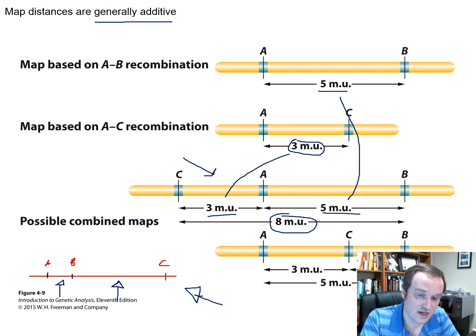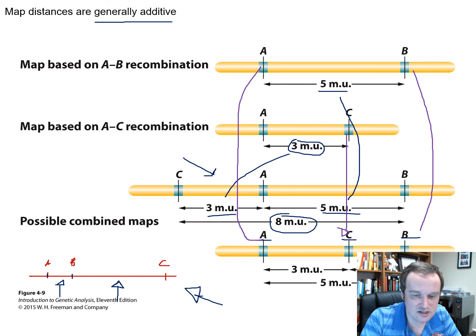Or we could have a conformation of A, C, B, where A and B are on the outside. I'm going to change the color here. Let's do purple. Where A and B are on the outside, and that the distance between A and C was 3 map units. So that one comes down here. And that would result in the distance between C and B being 2 map units.